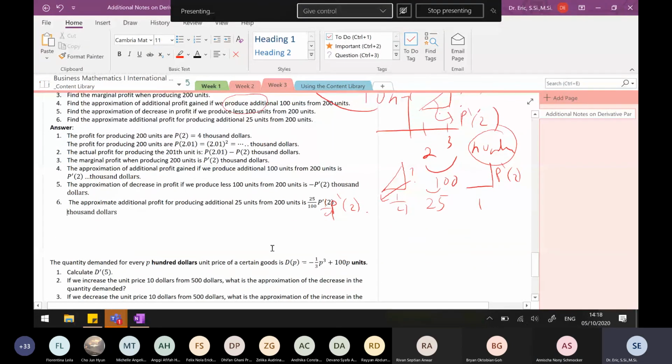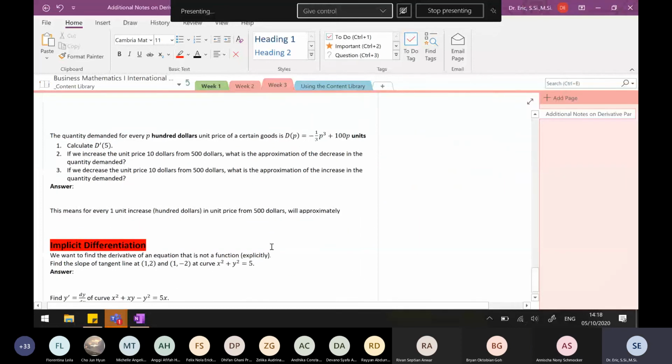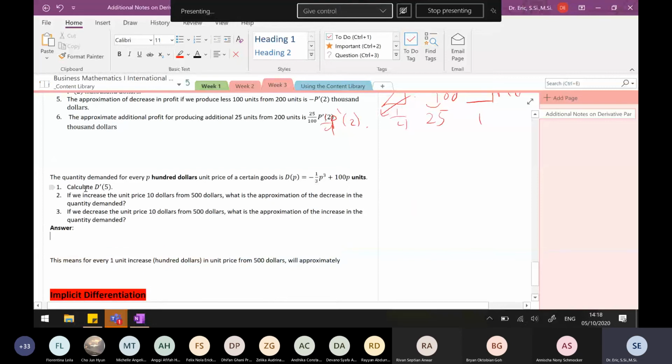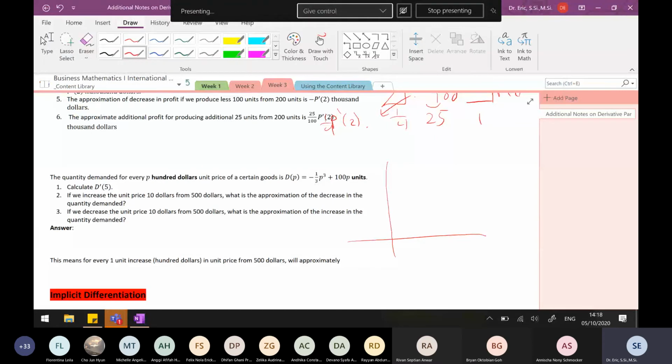Questions for this? No, sir. Okay. One more before we end today. The quantity demanded for every $100 unit price of a certain goods is D of P. Okay, yeah. Don't forget this is a demand function. A demand function is always a decreasing function.